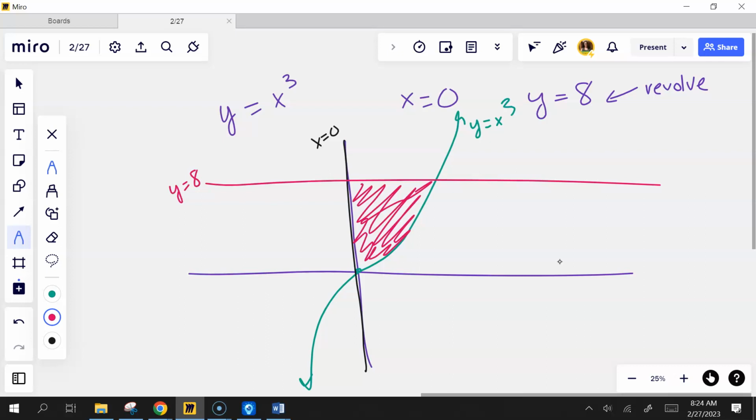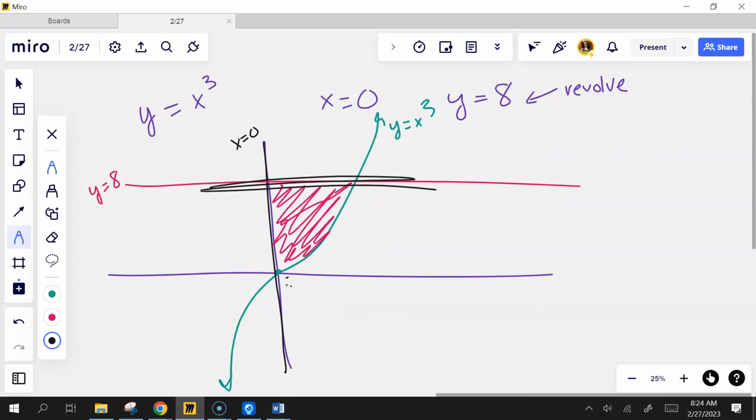But I'm not revolving around the x-axis. I'm revolving around this line, right? So I have to take that into account. So remember, I still need my area of my circle. And again, I'm going to need this point because that's how I know I'm going from 0. But then what am I going to? What's that x value? Well, I got to figure it out, right?